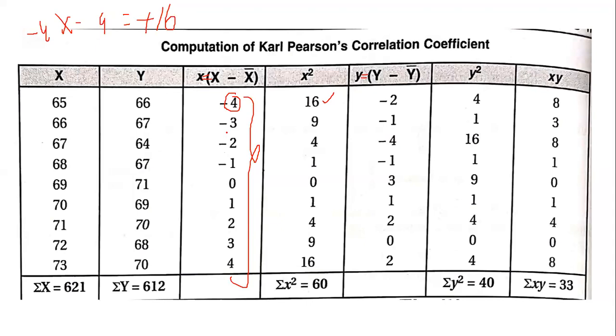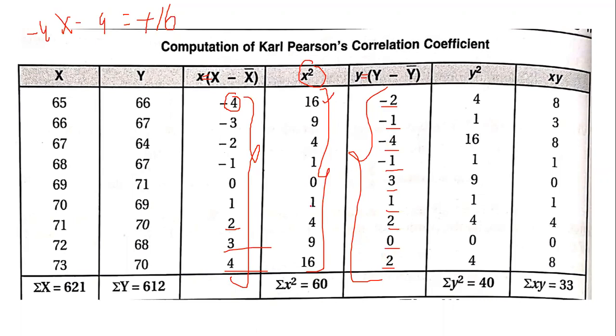Then minus 2 into minus 2 is plus 4. Then minus 1 into minus 1 is 1. Then 0 into 0 is 0 only. Then again 1 square is 1, 2 square is 4, 3 square is 9, and 4 square is 16. You get the same numbers repeated. So this will give you x square. Similarly, find y square, small y square. So 2 square is 4, 1 square is 1, 4 square is 16, 1 square is 1, 3 square is 9, 1 square is 1 again. Then 2 square is 4, 0 square is 0, 2 square is 4.